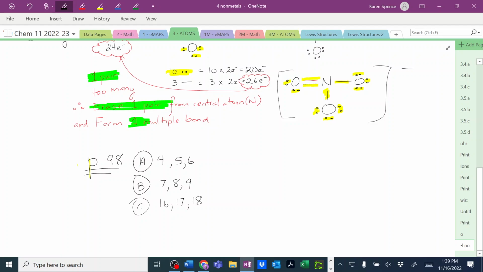Anyone want to know about resonance structures? Maybe not today. Next day, maybe. Save something for tomorrow.